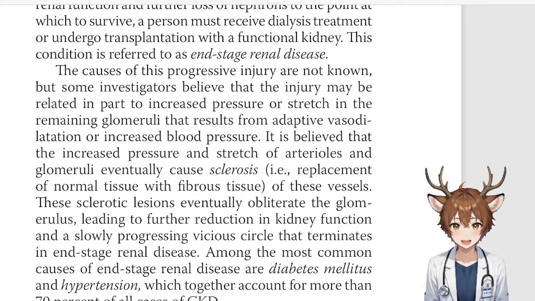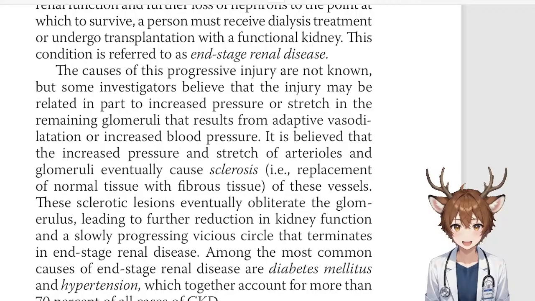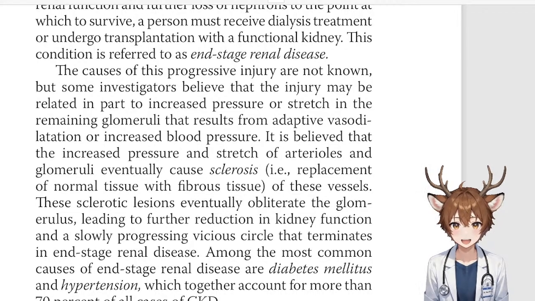It is believed that the increased pressure and stretch of arterioles and glomeruli eventually cause sclerosis, that is to say, replacement of normal tissue with fibrous tissue of these vessels. These sclerotic lesions eventually obliterate the glomerulus, leading to further reduction in kidney function and a slowly progressing vicious circle that terminates in end-stage renal disease.